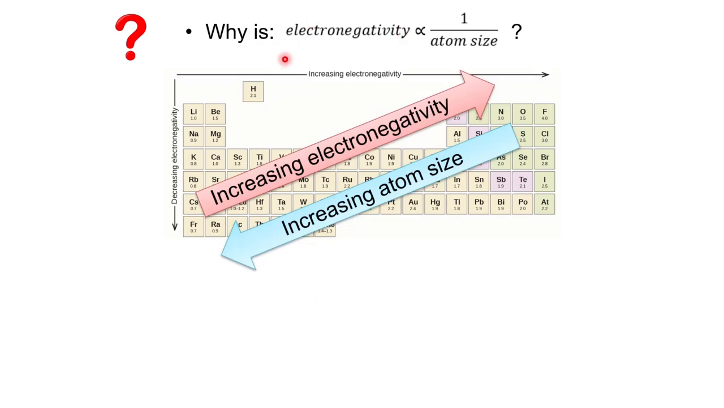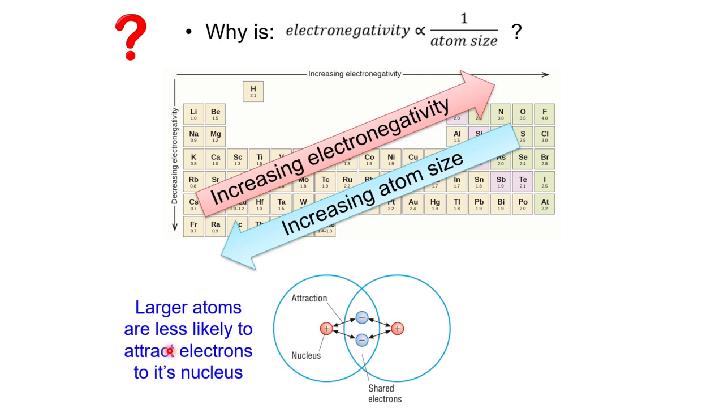So why is electronegativity proportional to the inverse of atomic size? We see that electronegativity increases in this direction and atom size increases in this direction. Well, larger atoms are less likely to attract electrons to their nuclei because the nuclei are shielded by these outer electrons, and so there's less of a pull that the nucleus can exert on those valence electrons.